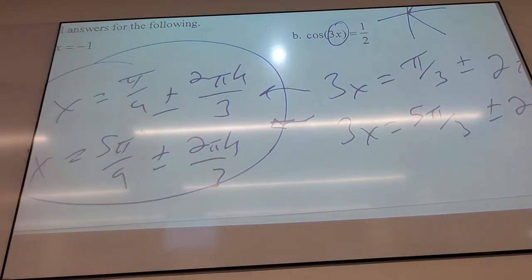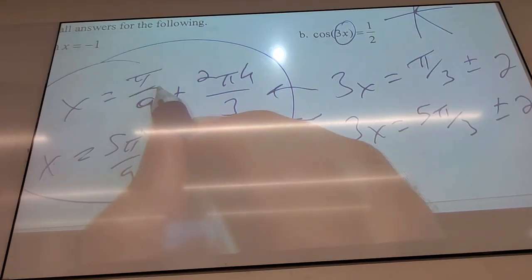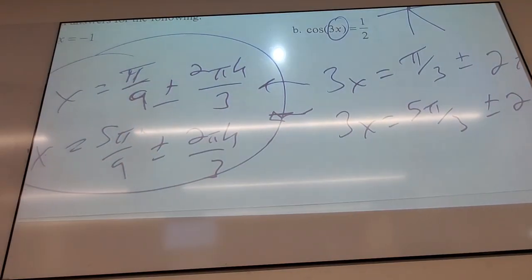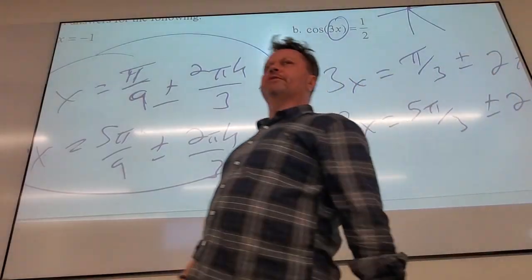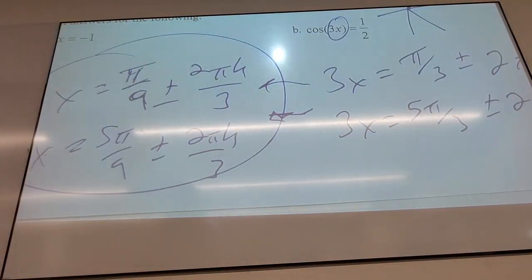If I write it 2 pi over 3k, is that wrong? No, it's the same. Oh, thank God. It's like y equals x over 7 or y equals 1/7 x. They're both the same. Just the second one's easier to see what the slope is.